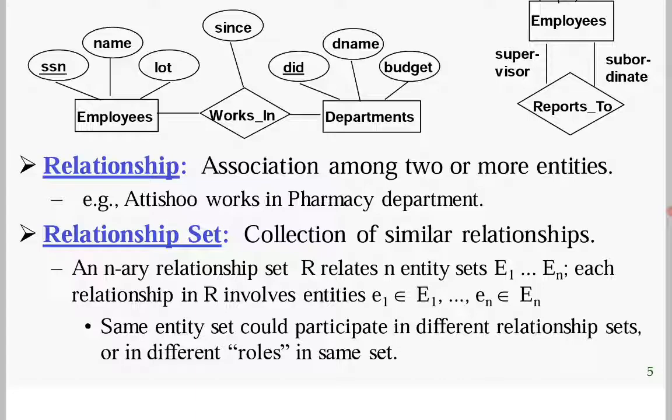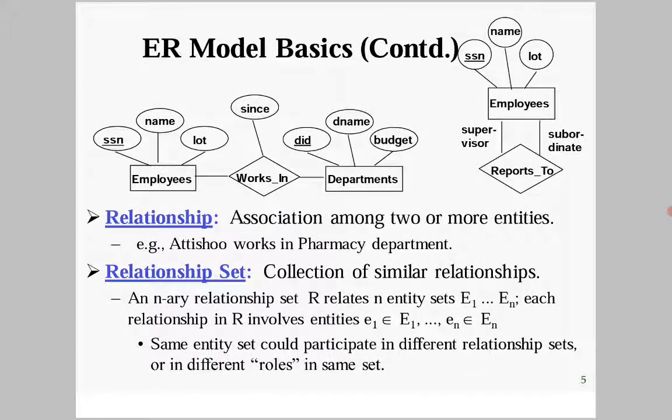So what is a relationship? Relationship is an association among two or more entities. Example, some employee works in pharmacy department. Relationship set means a collection of similar relationships. So this is the basic terminology used in ER models: entities, relationships, and we are using different symbols for ER models.